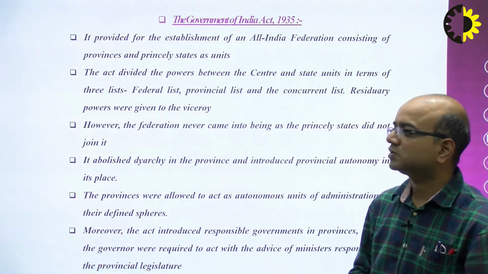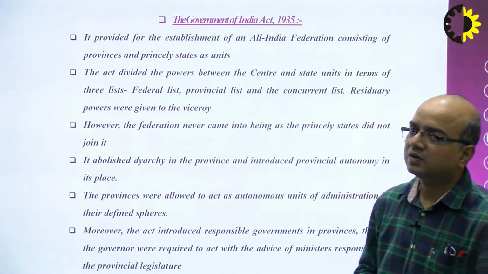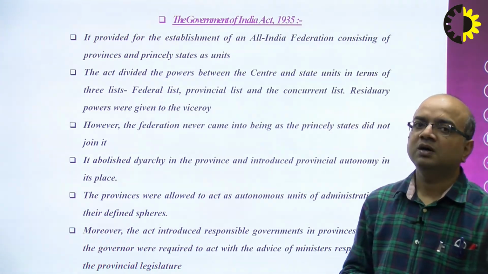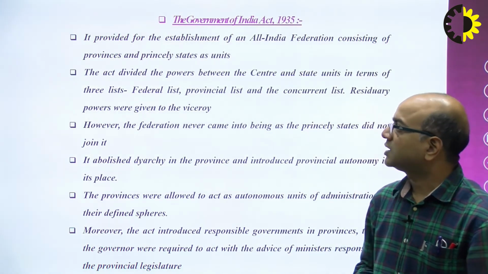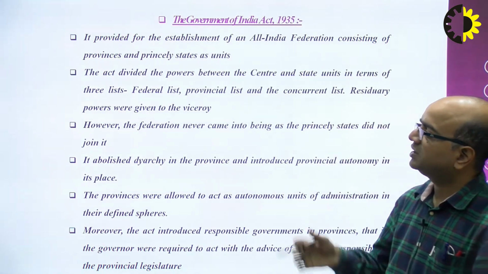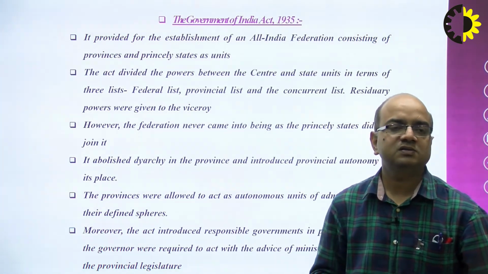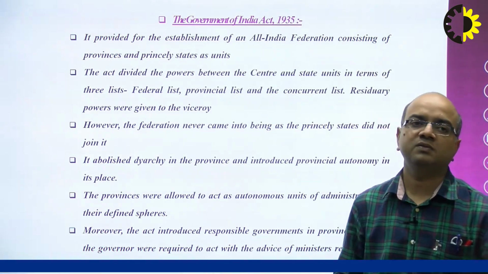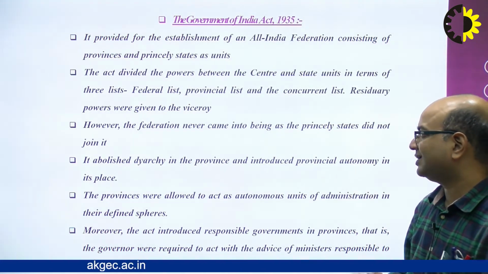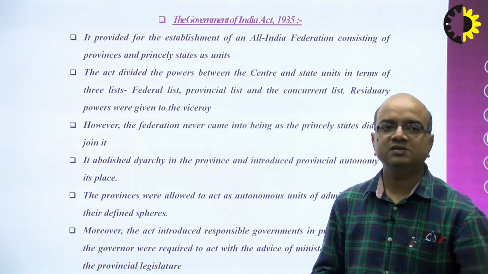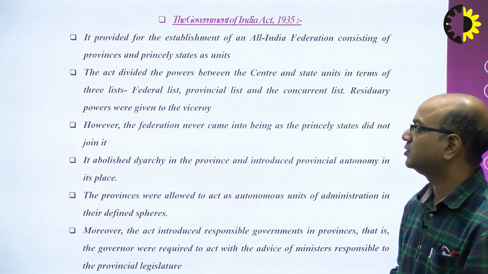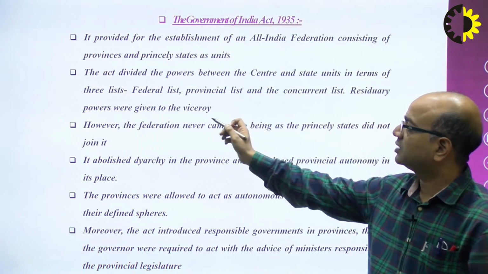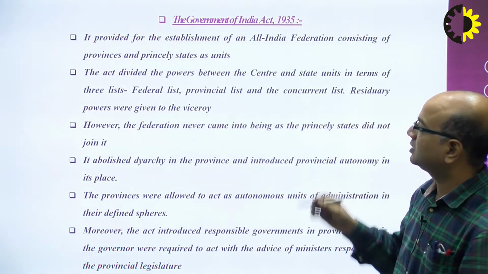But here we also saw that these princely states were not very much interested, because their powers could have been diluted, which princely states never wanted. Secondly, the power was divided through three lists. In the federal list, the central government will take all the decisions. Provinces were given the right to make laws and policies, and in the concurrent list, both center and state were given this power. In the residuary powers, if there is any matter not included in any of these three lists, it will come under the control of the viceroy, and then the viceroy will make law.